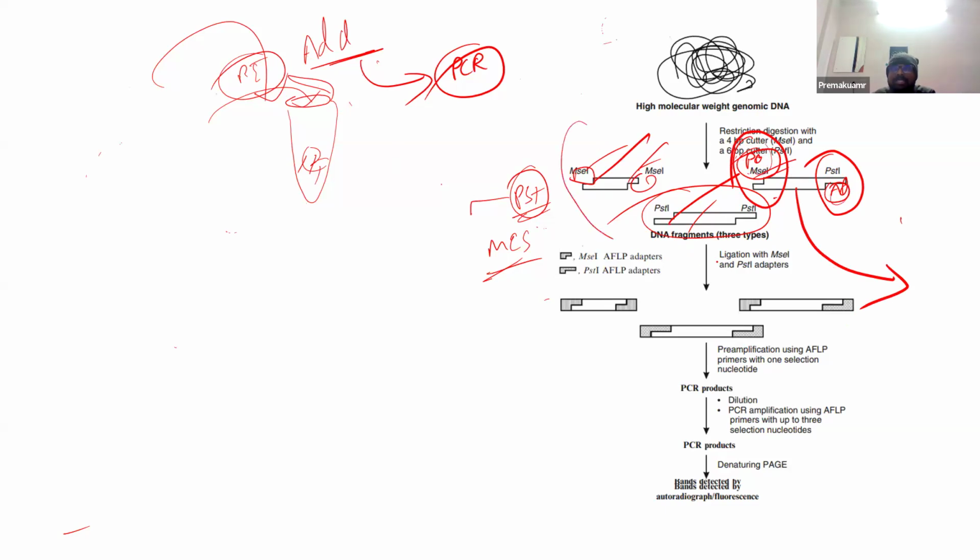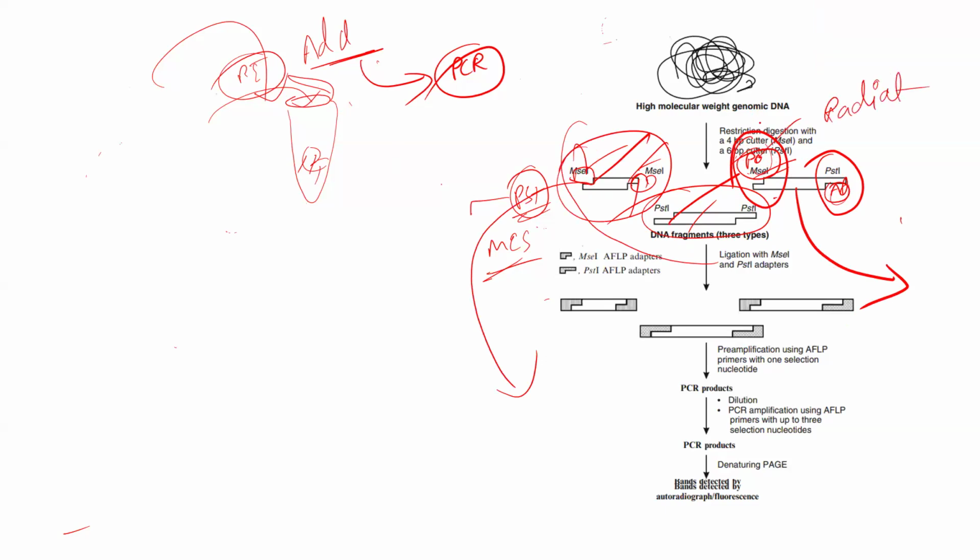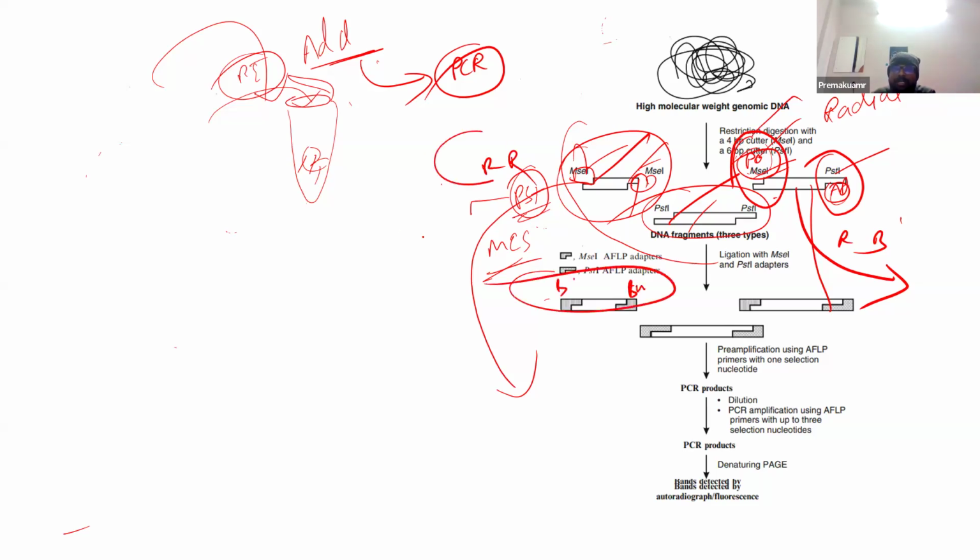You are asking, sir, whether the MseI adapter and MseI adapter fragments cannot be identified. Actually, it is radiolabeled, or labeled with different colors, so that we can detect them, for example red and blue. Based on radioactivity, we will use radioactive labels.